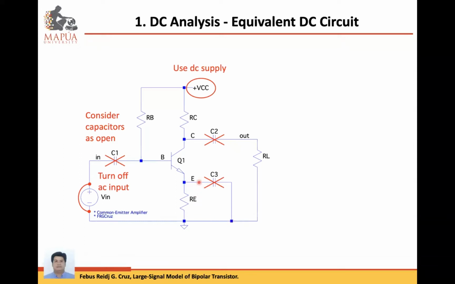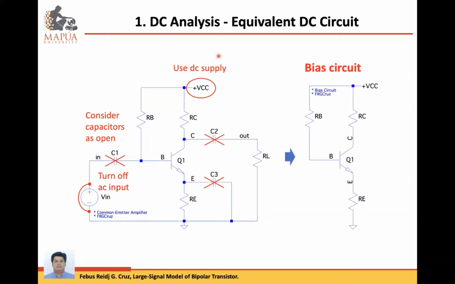And what we can see is what will remain in our DC analysis would be the bias circuit. So you'll have the supply, base resistor RB, collector resistor RC, NPN transistor Q1, and the emitter resistor RE. So the equivalent circuit for our DC analysis would be the bias circuit.